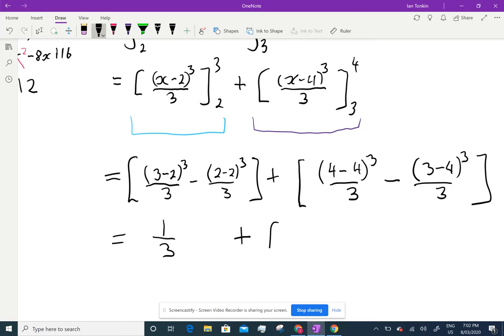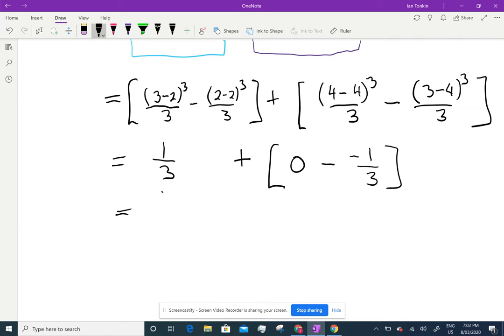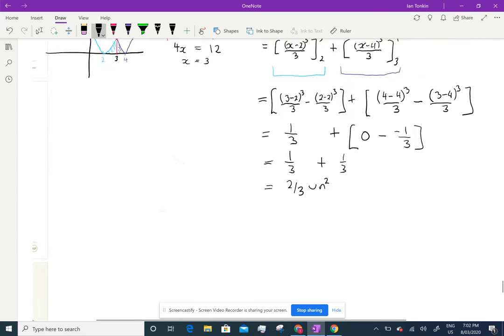Plus, I'm going to keep this in the parentheses here, I'm going to get 0 minus, 3 minus 4 is negative 1, negative 1 cubed is negative 1, negative 1 on 3. So I'm going to get a third plus, negative negative, another third, which is 2/3 of a unit squared because we're finding area. Righto.